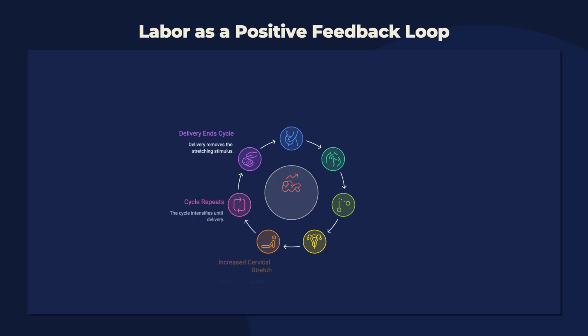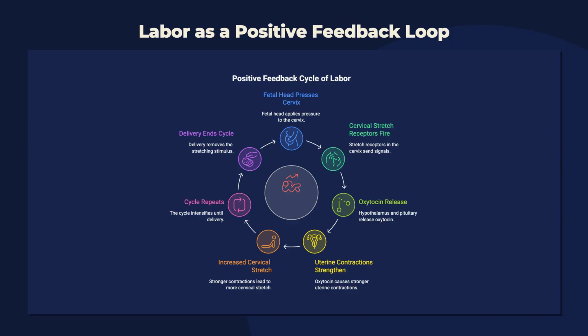Labor is the classic example. The fetal head stretches the cervix. Stretch receptors signal the hypothalamus and posterior pituitary to release oxytocin. Oxytocin strengthens uterine contractions, and stronger contractions increase the stretch even more. Each turn intensifies the next, and the loop only breaks when the infant is delivered and the stretch disappears.